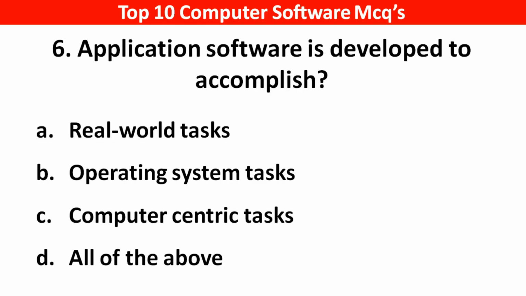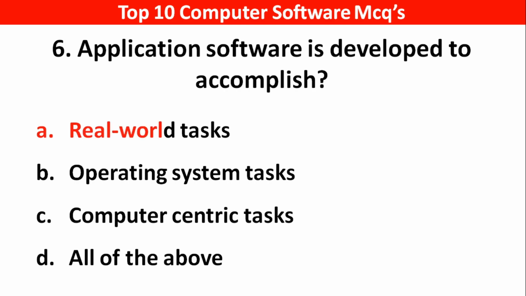Next question. Application software is developed to accomplish options A, real world task, B, operating system task, C, computer centric task, D, all of the above.